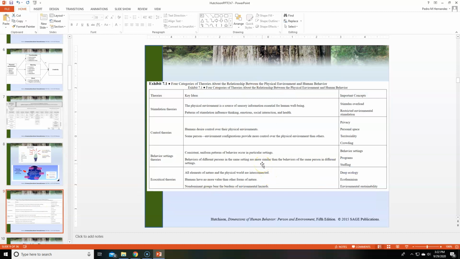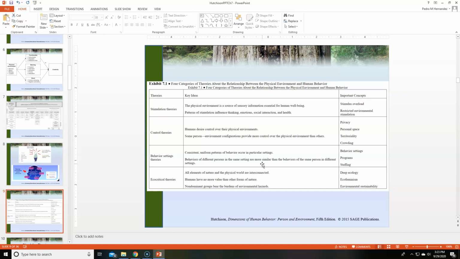So, as you can see in Exhibit 7.1, there are several theories. I already talked about stimulation theories, if you remember. There could be a stimulus overload, too much sound, too much light, etc. That's pretty much what you get from your senses. Now, there's another one that has to do with the physical environment.